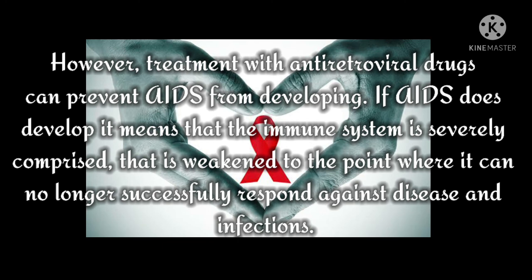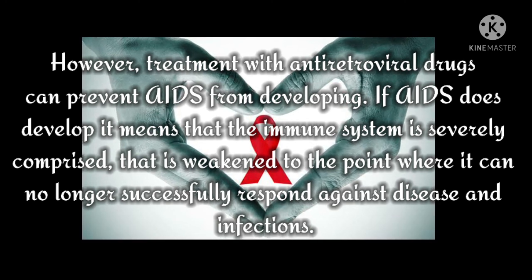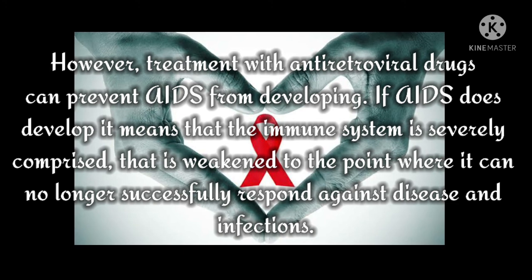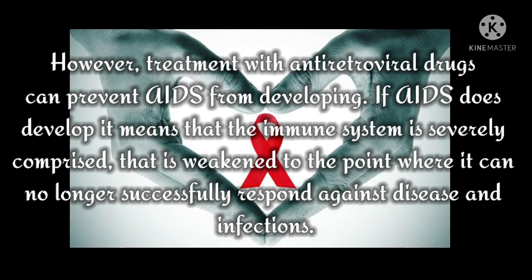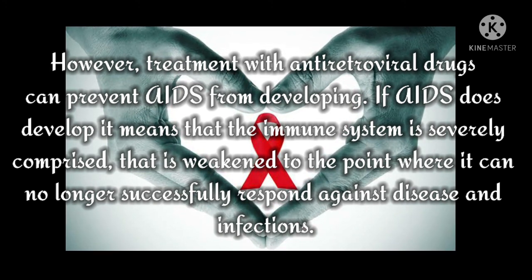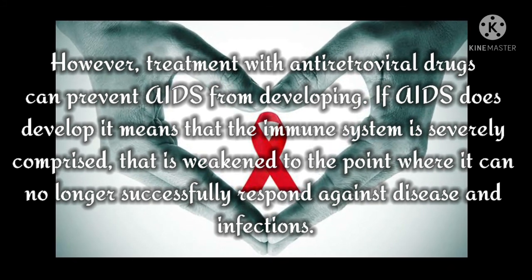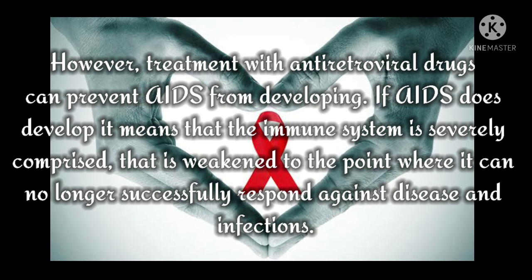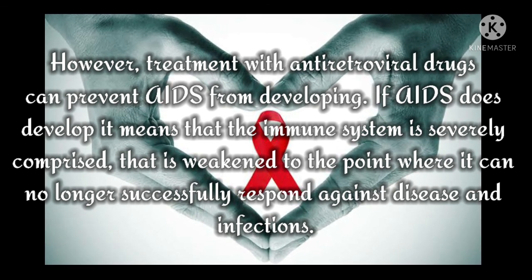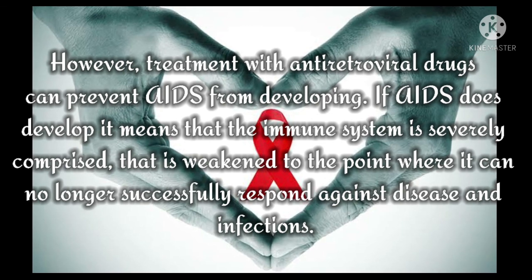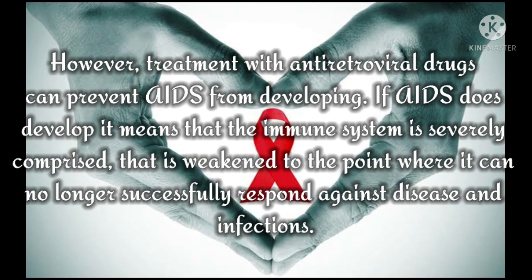Life expectancy after diagnosis is about 3 years. This may be shorter if the person develops a severe opportunistic illness. However, treatment with antiretroviral drugs can prevent AIDS from developing. If AIDS does develop, it means the immune system is severely compromised, that is, weakened to the point where it can no longer successfully respond against disease and infections.